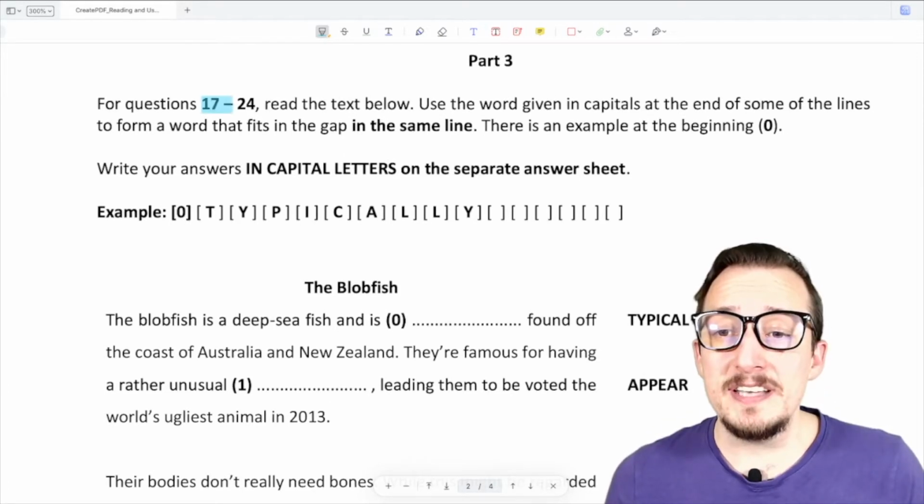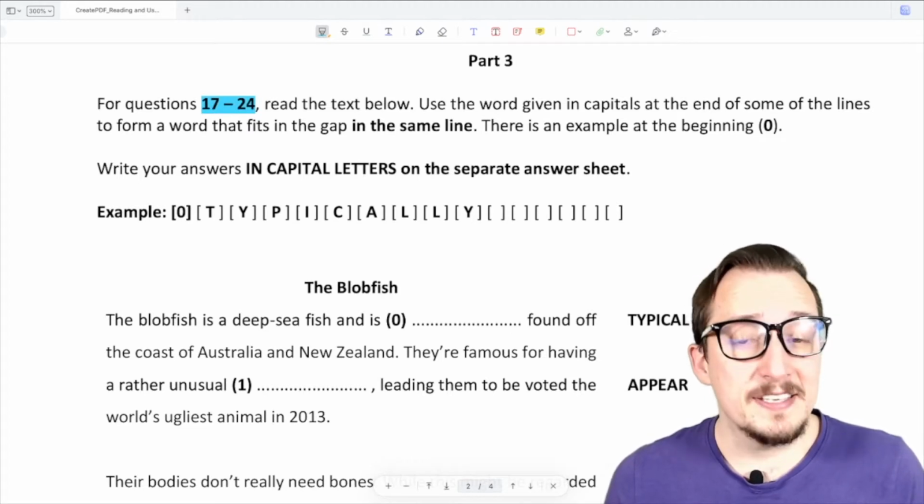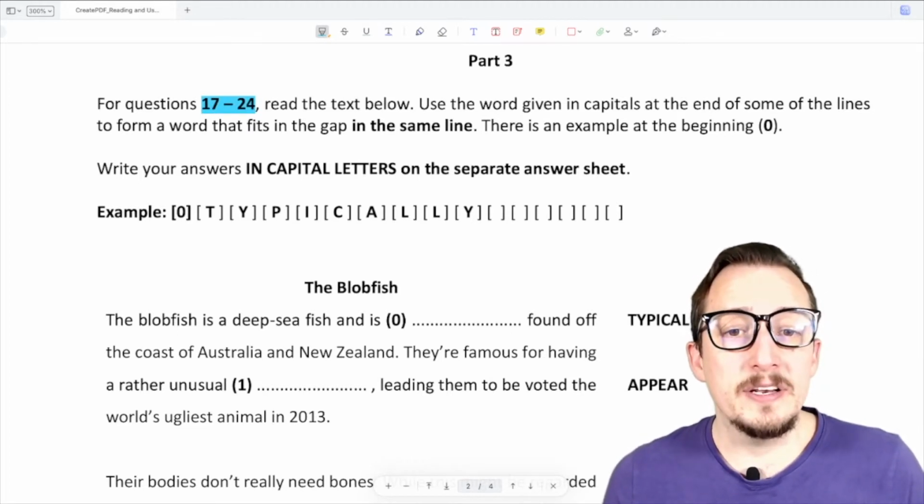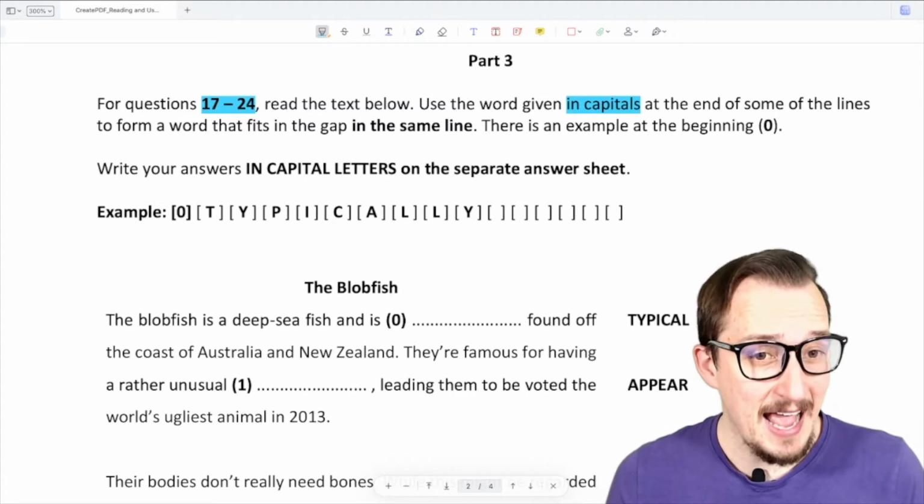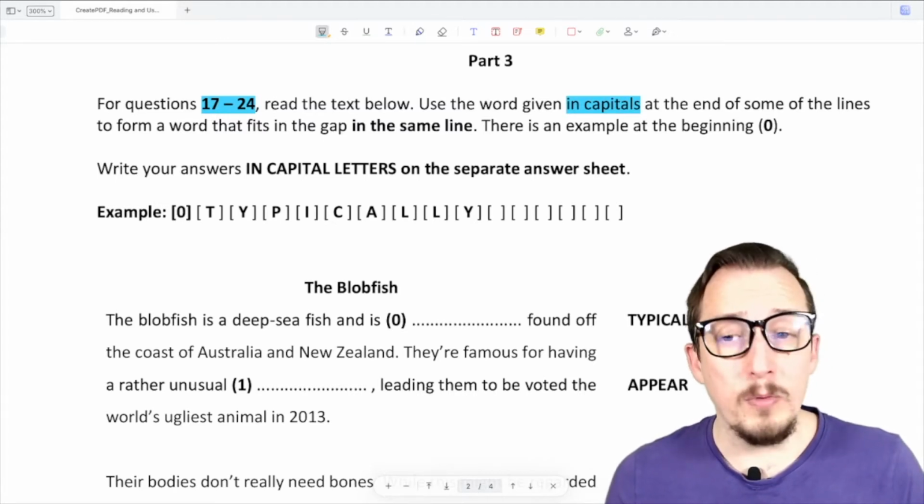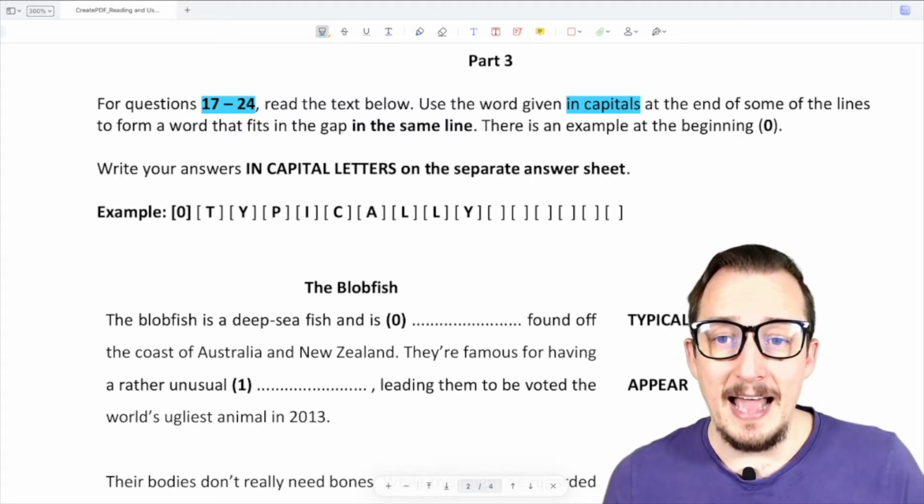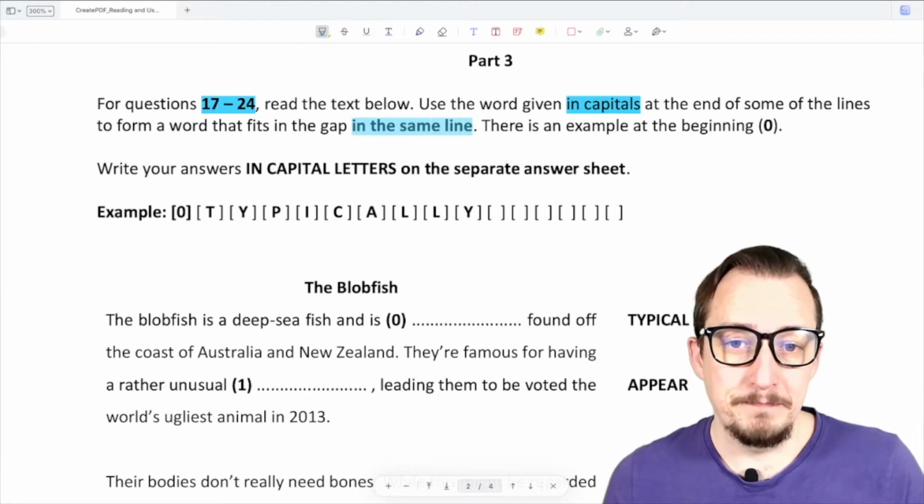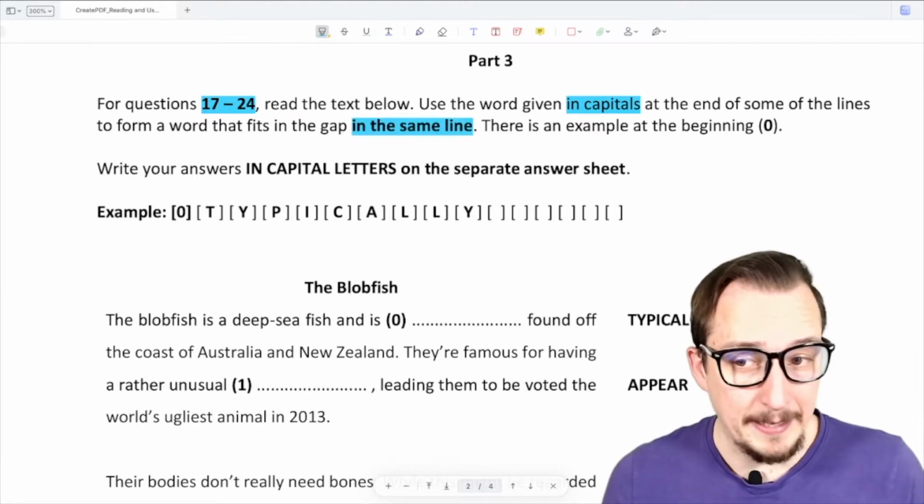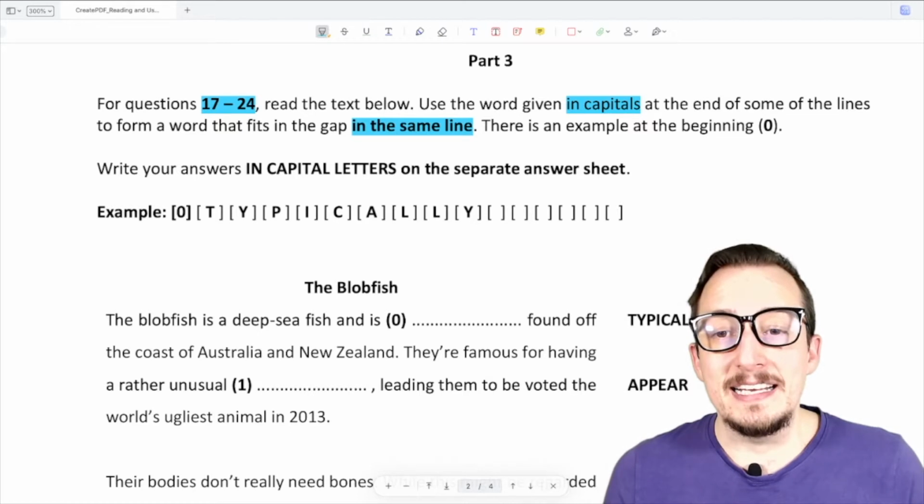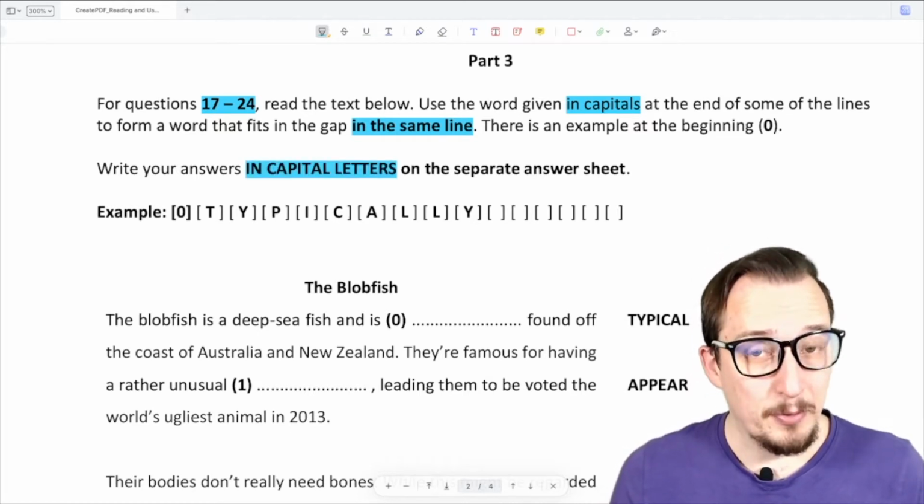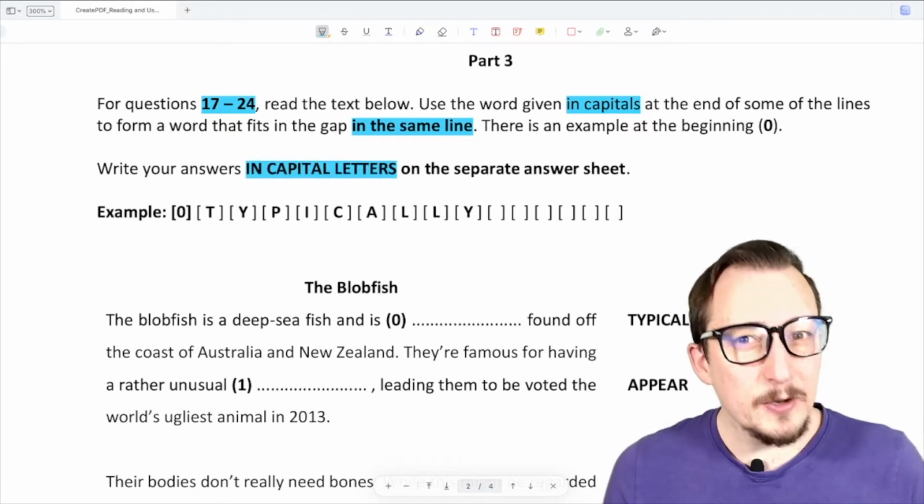For questions 17 to 24, read the text below. Use the word given in capitals at the end of some of the lines to form a word that fits in the gap in the same line. There is an example at the beginning. Write your answers in capital letters on a separate answer sheet. So let's take a look at the example.